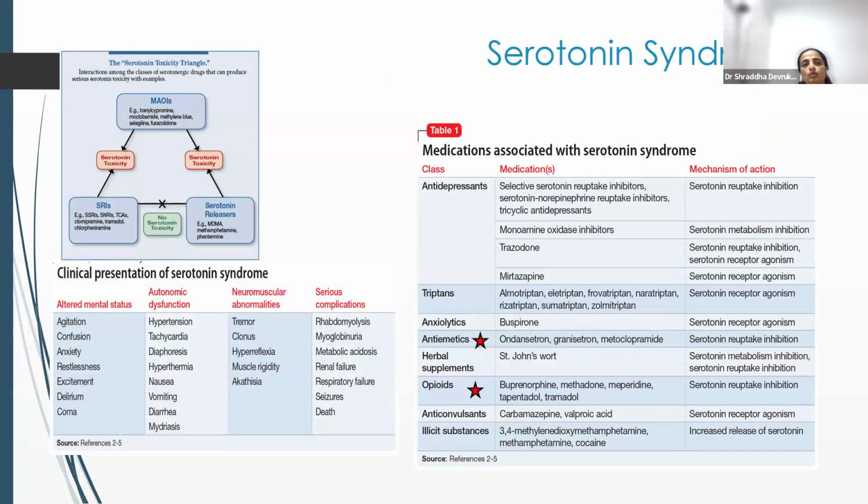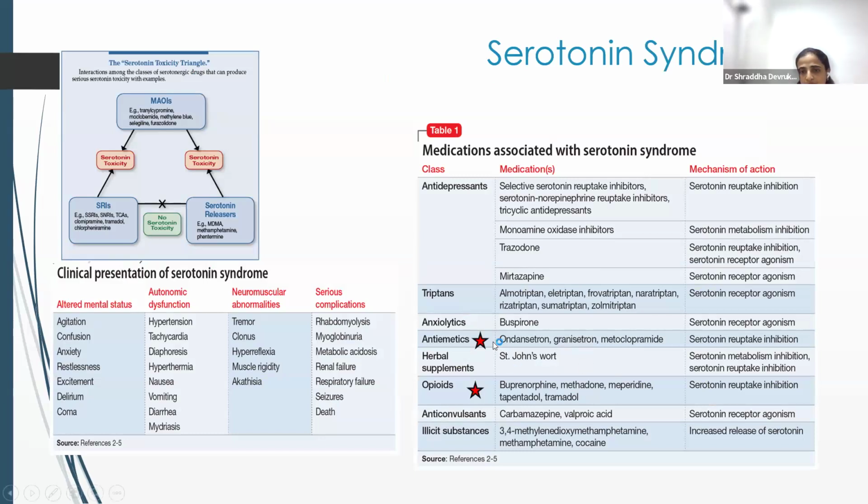So let's see what serotonin syndrome is. Any drug or combination of drugs which leads to an excess of serotonin at the site will cause serotonin syndrome. So all your MAO inhibitors, SSRIs, and serotonin releasers.